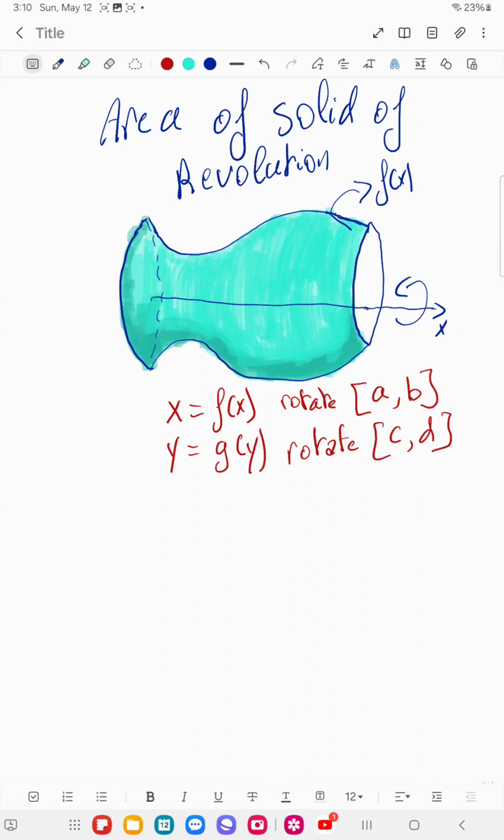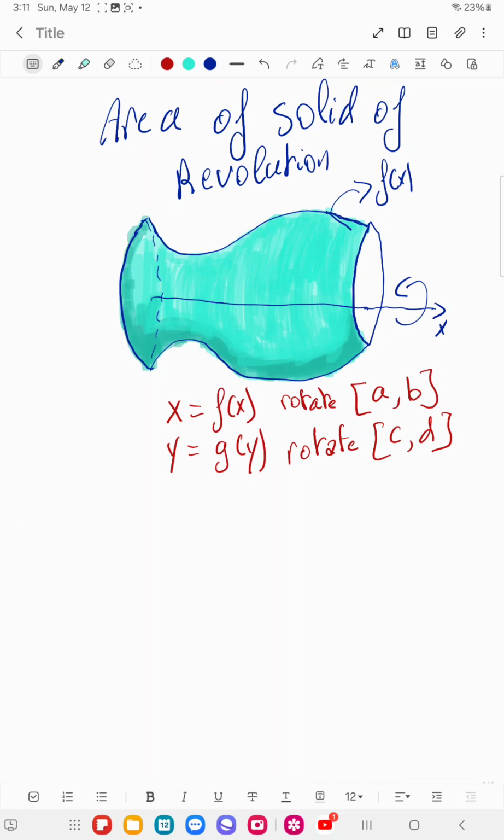In this video, we will learn how to calculate the area of a solid of revolution. For this, there are two formulas. Let's take two functions: y equals f of x, which I want to rotate between a and b, and x equals g of y, which I rotate between c and d. I will give you the formula if I want to rotate around the x-axis or around the y-axis, and at the end we will do an exercise.